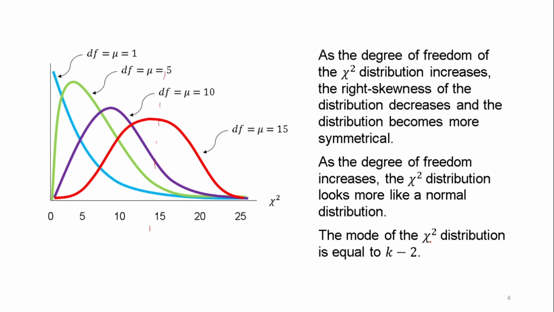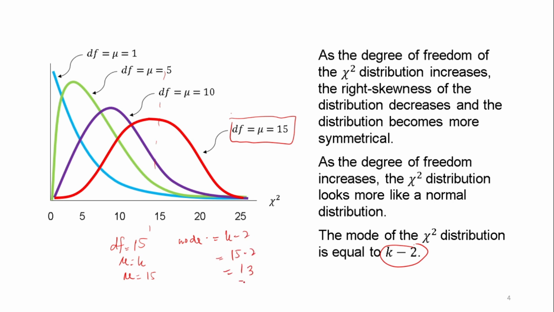The mode of the chi-square distribution is equal to k minus 2. For example, here the degree of freedom is 15. Same with the mean, because mean equals k, so the mean is also 15. Then to find the mode, you need k minus 2. So 15 minus 2 is 13. So this is the mode for this distribution.